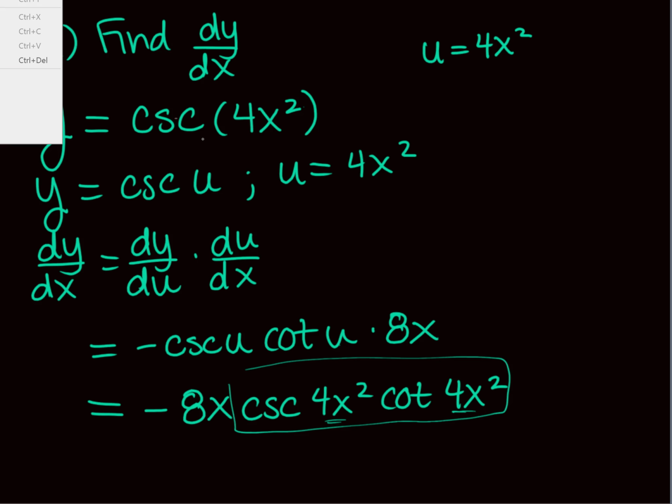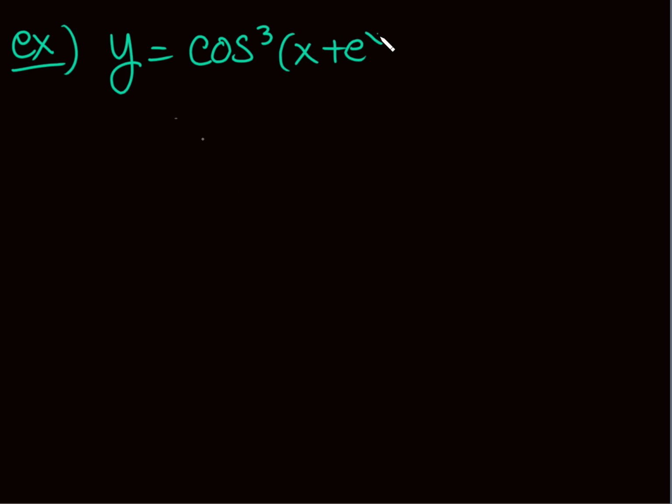I want to do one more. I keep saying I'm done, but I don't want to be done. These are really fun. One more example. Let's find, again, dy/dx for something like this. Let's say I have y equals cosine cubed of x plus e to the x. This one's crazy. Look at this. Cosine cubed of x plus, I can make this better, e to the 4x.